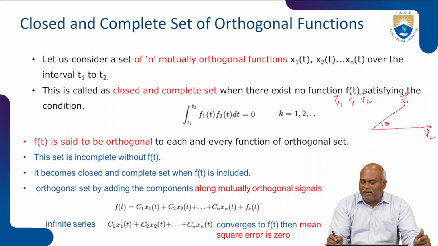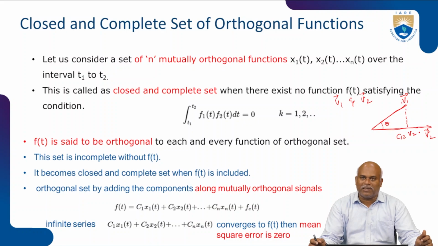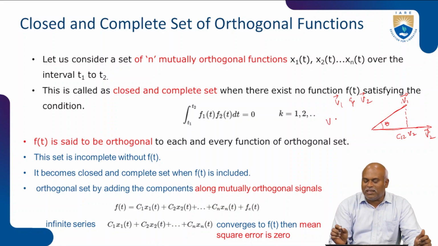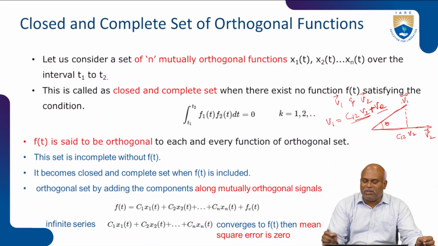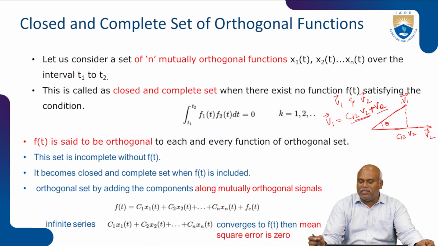So this vector, what will happen? The dark line that we mention is called the vector. The dotted line represents the magnitude value, which is represented as C12 V2. Finally, we represent V1 is equal to C12 V2 plus VE, where VE represents the vector error of the two signals, and C12 V2 represents the magnitude value. Now the vector V1 consists of C12 V2 plus VE, as we studied.